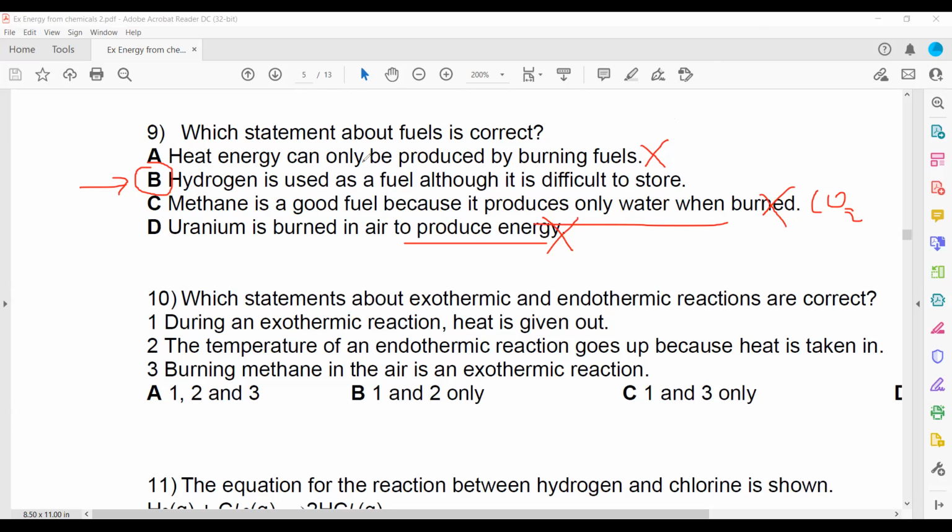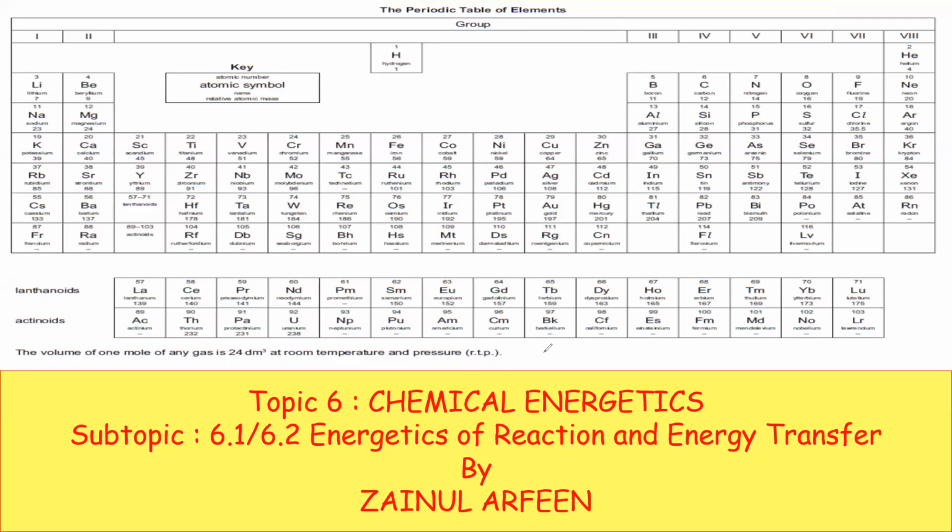If you read statement A, heat energy only produced by burning, that's wrong. It's not the only way. There are different ways by which heat energy can be produced. So in the next session, we will discuss more questions related to this topic, chemical energetics. Today we discussed the definition of exothermic and endothermic reactions, energy change, and the energy diagram for exothermic and endothermic reactions. Tomorrow we'll do calculations of how we can calculate the energy change for endothermic and exothermic reactions.